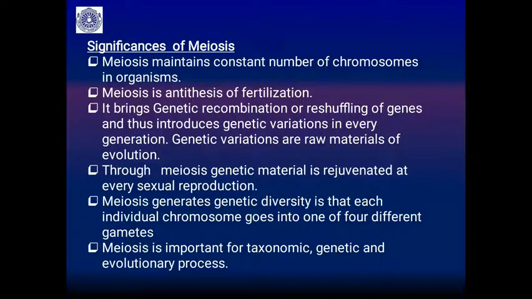Genetic variations are the raw materials of evolution. Through meiosis, genetic material is rejuvenated at every sexual reproduction. Meiosis generates genetic diversity as each individual chromosome goes into one of four different gametes. So, this is what you can see. The different types of gametes are formed, gametes with different combinations of chromosomes. Meiosis is important for taxonomic, genetic and evolutionary processes.